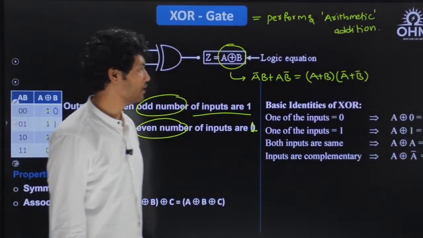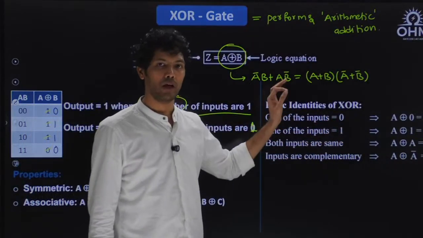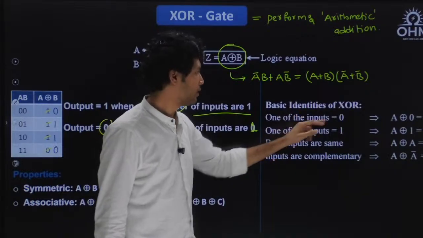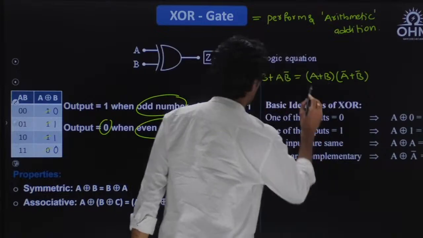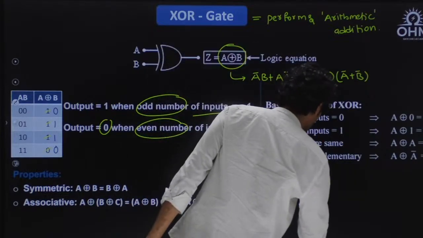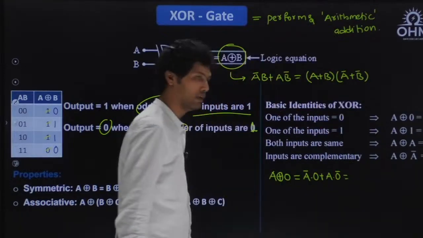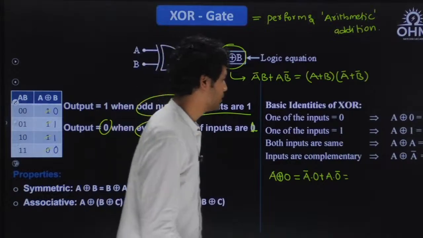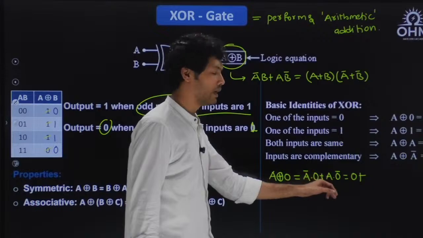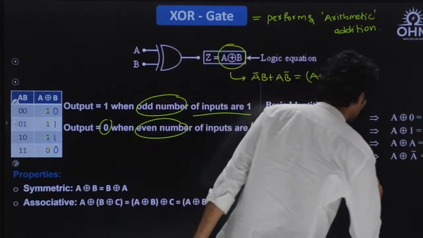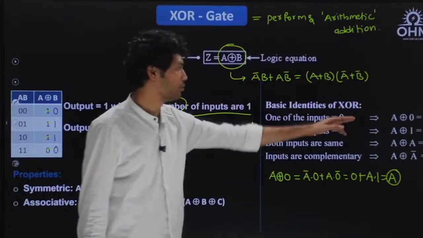Coming to the basic identities of XOR, they are very important. When one of the inputs is 0, the XOR gate functions as a buffer gate. How can you derive this? A XOR 0, according to this formula, is A bar into 0 plus A into 0 bar. Anything into 0 is 0 only, so the first term is 0. What about the second term? A into 0 bar, and 0 bar is 1. So we can write it as A into 1, and hence the answer is A.